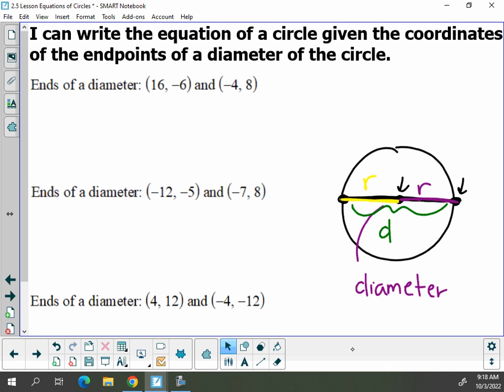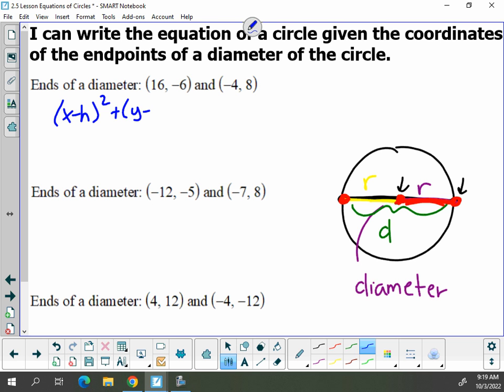And so we're giving you the endpoints of a diameter. So we are going to give you these two coordinates. And so what we'll need to find is the center, and we'll need to find the radius, or at least we'll need to find the right side of the equation to be able to write it. So as ever, we're going to start with writing the equation of a circle. And so right now we don't have H, K, and we don't have R, and so we need to find them.